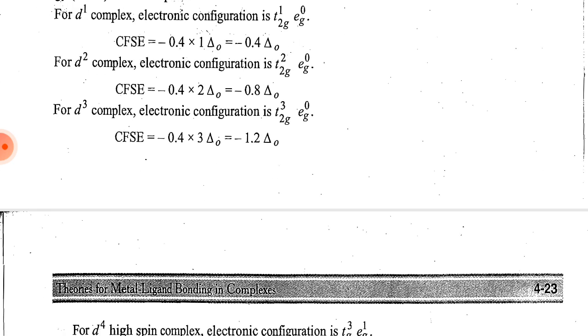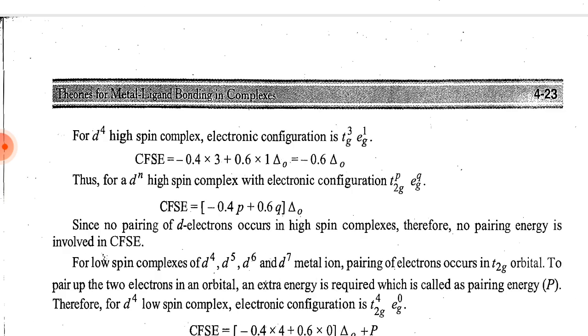For a d1 complex, the electronic configuration is t2g1 eg0. CFSE is equal to minus 0.4 multiplied by 1 delta 0, equal to minus 0.4 delta 0. For a d2 complex, the electronic configuration is t2g2 eg0. CFSE is equal to minus 0.4 multiplied by 2 delta 0, equal to minus 0.8 delta 0. For a d3 complex, the electronic configuration is t2g3 eg0. CFSE is equal to minus 0.4 multiplied by 3 delta 0, equal to minus 1.2 delta 0.